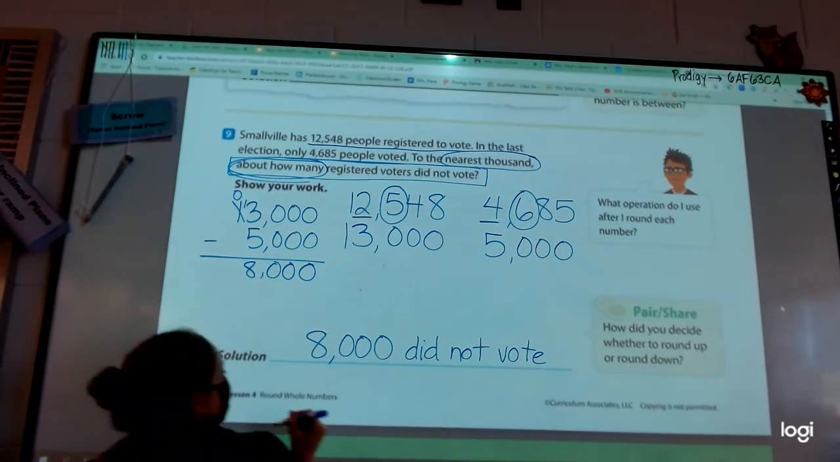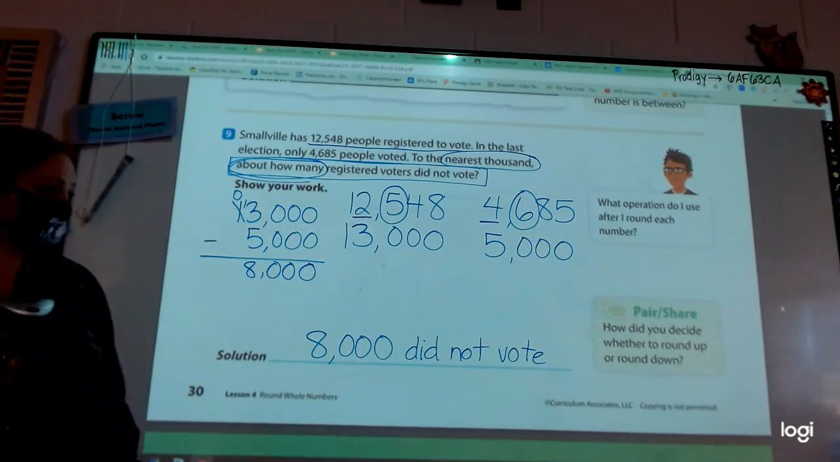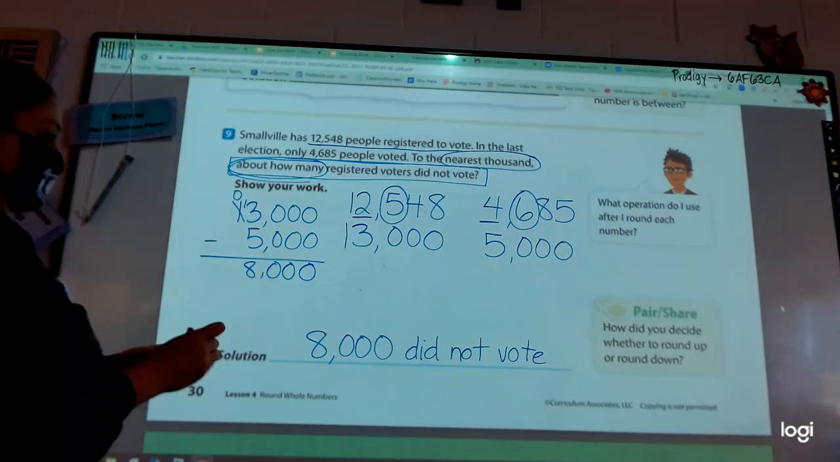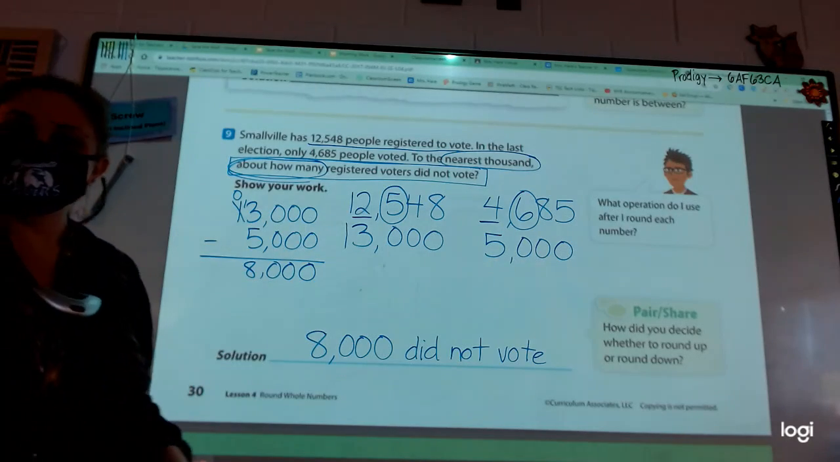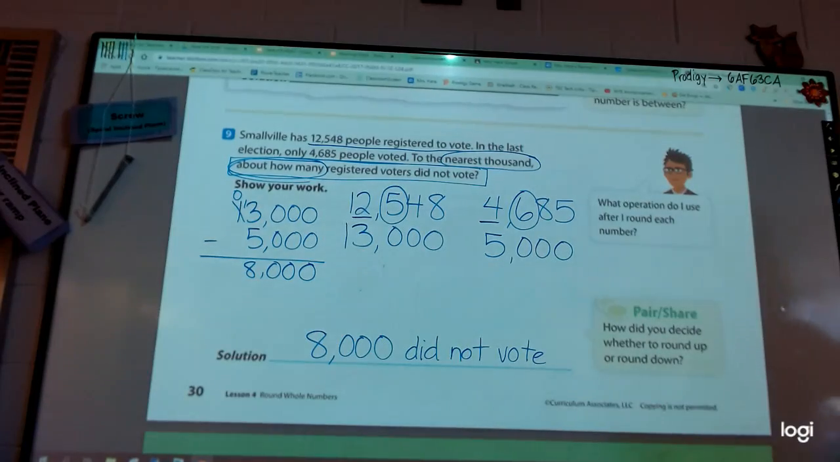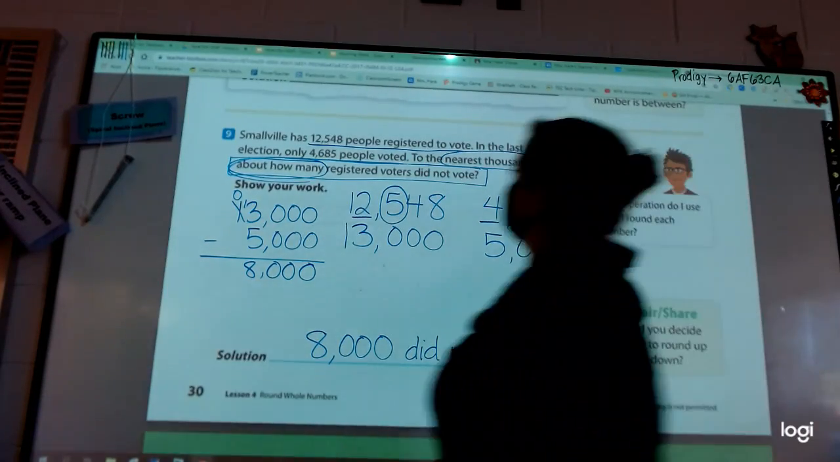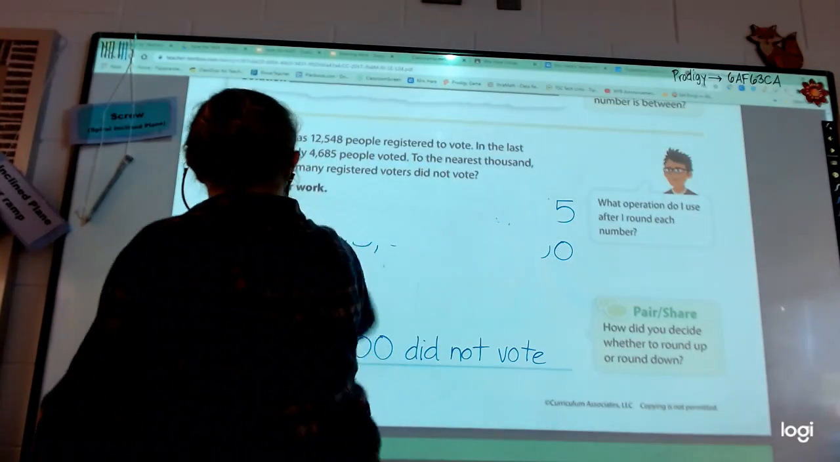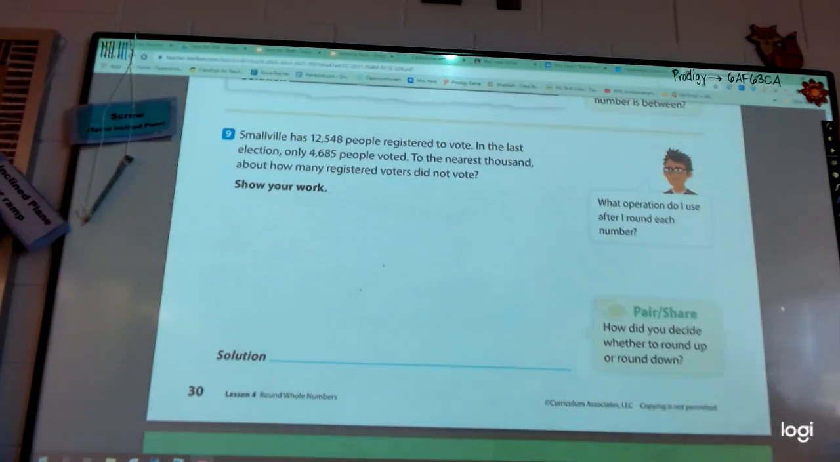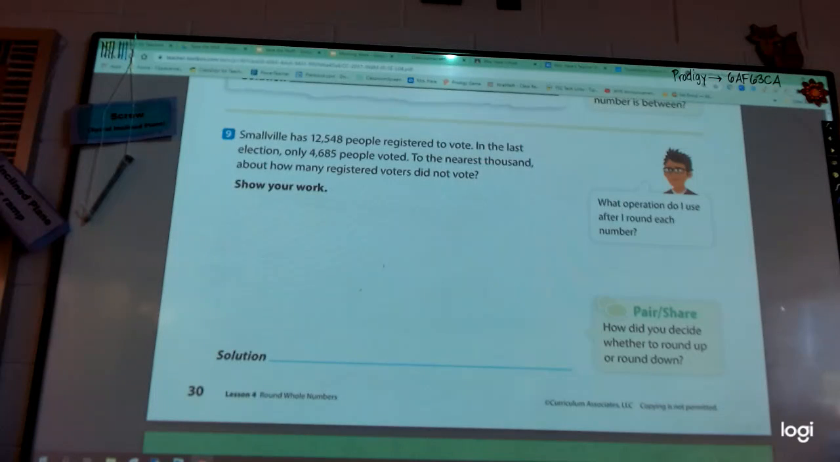About how many did not vote? All right, good. I'm getting lots of thumbs ups. That is correct. All right. I'm going to get the board erased and scroll to our next problem so you guys can turn to the next page.